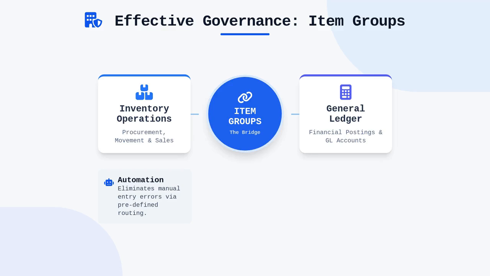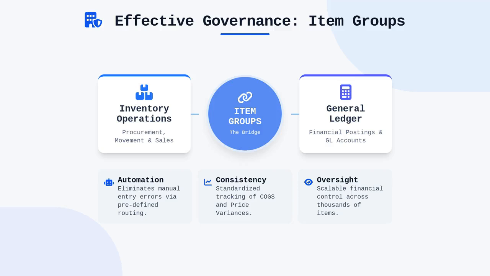For example, if you categorize a product within a specific group, the system automatically routes financial postings to predefined accounts based on the transactions performed in the supply chain module. This automation prevents manual entry errors and guarantees that the cost of goods sold, inventory value, and purchase price variances are consistently tracked according to organizational accounting standards. Without these groups, achieving accurate financial oversight across thousands of individual inventory items would be an impossible task.